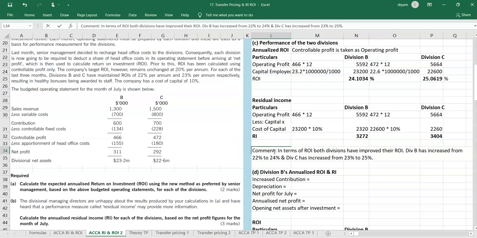Also, both divisions have ROI higher than the cost of capital, 10%. So in terms of ROI, both are doing a better job.